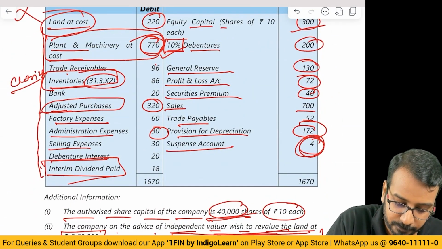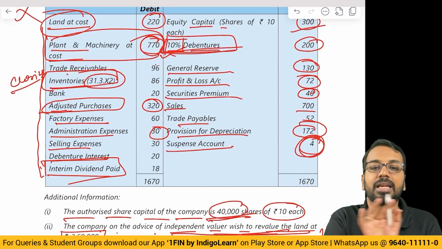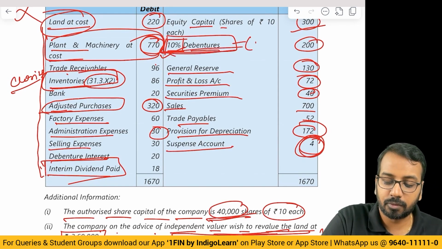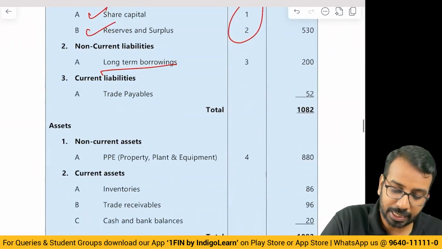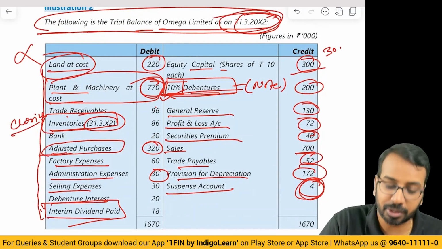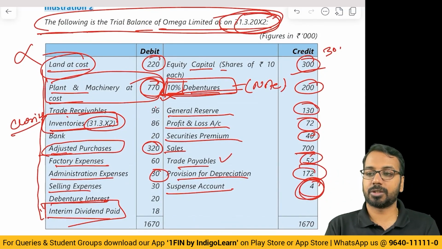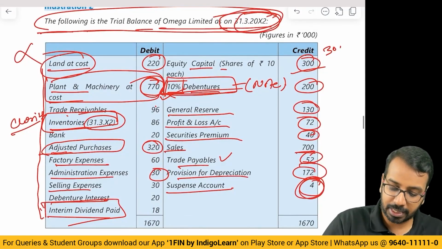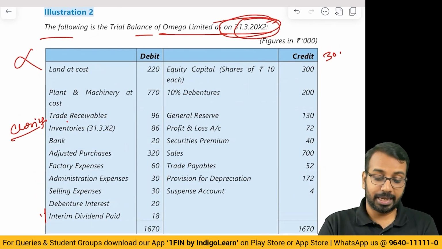Here they have given us 10% debentures. This is not directly given as long-term borrowing. So for this also you can prepare a note. Then current liabilities, trade payables. Trade payables is directly given here. So for this, a note is not required because trade payable is directly given to us. Okay. So now as we are doing in an examination, we'll start from the items given.